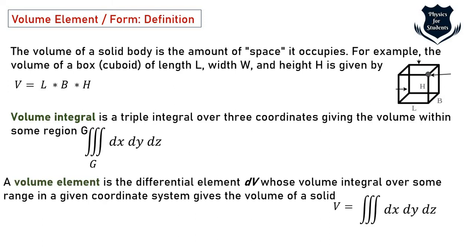Now you see the volume element. It is the differential element dV, the differential volume, whose volume integral over any given range in a coordinate system gives the volume of a solid, which is V equals the triple integral of dx, dy and dz. So now you see from volume element we go to volume integral to volume. So this part is clear. I hope I have been able to give you a clear definition of what the volume element or volume form is. The volume element is a differential element where we take the differential volume and triple integrate it over x, y and z, and this gives the volume.